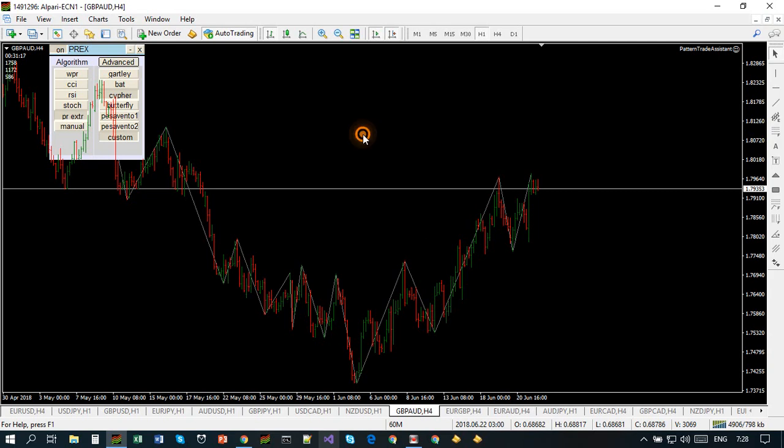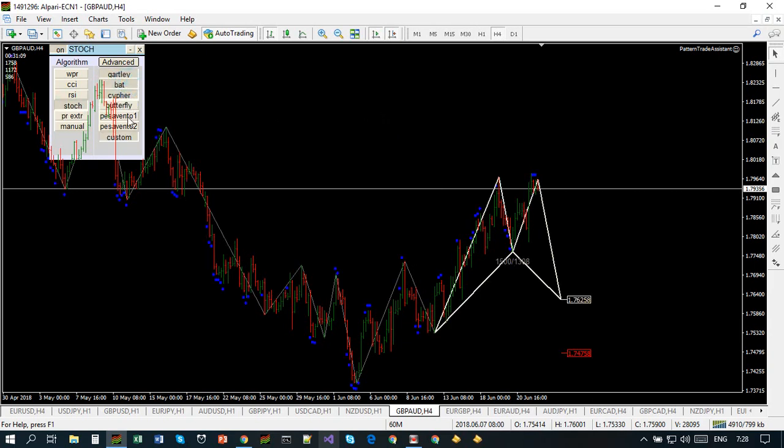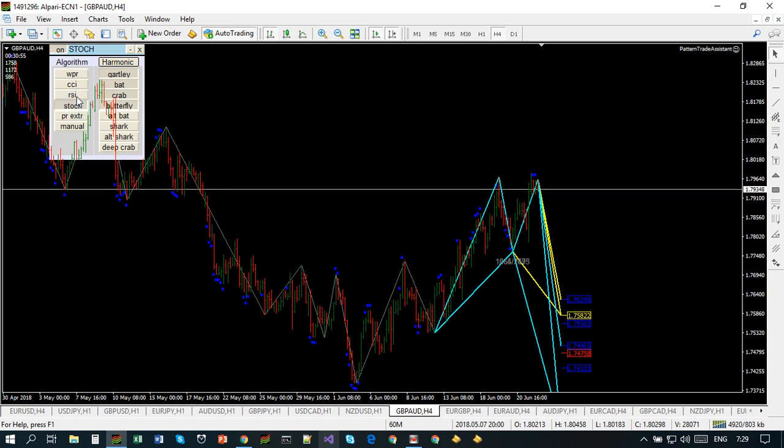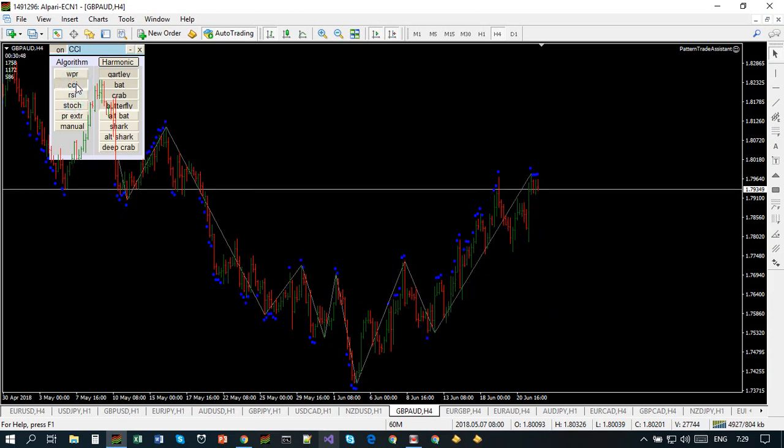Let's go pound Aussie. Apply the template, default, cool, stochastic. Okay, RSI. So nothing here according to advanced pattern approach. Let's check harmonic patterns, and we have a bat and a crab. Let us see if we also have these patterns. No, these patterns are not obvious.